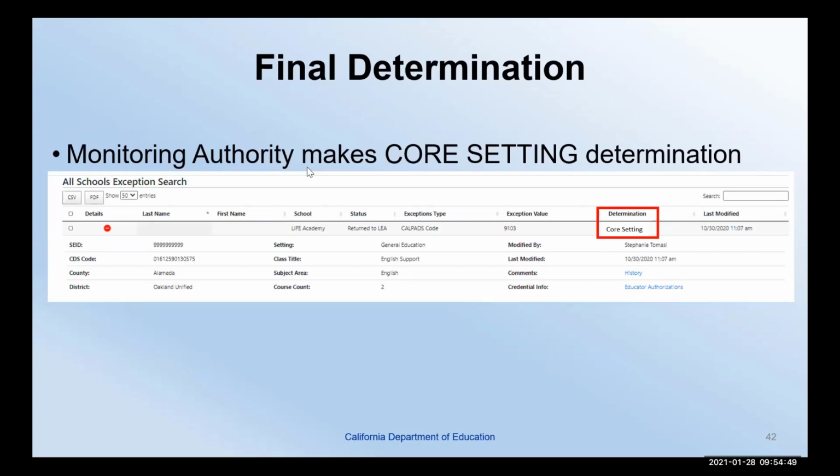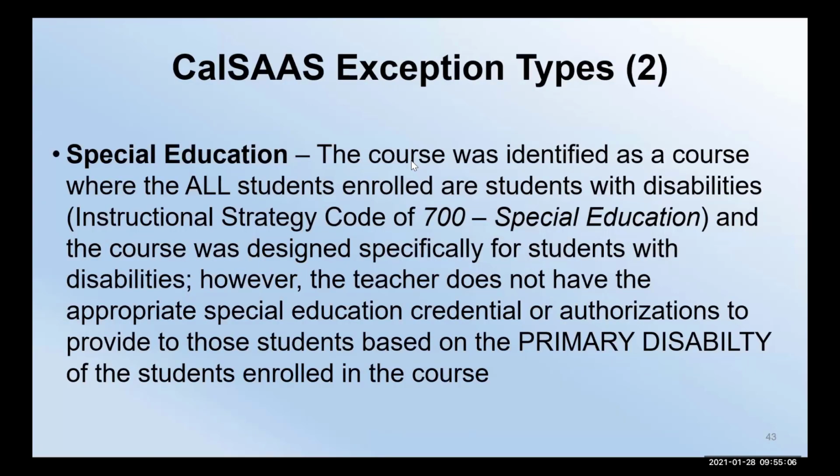Now, if the educator remains in this same setting for the following year, then it's really important that you go in to your student information system for this year and identify all of those courses that are part of that course setting. Okay, so the second CalSAAS exception type is special education exception.